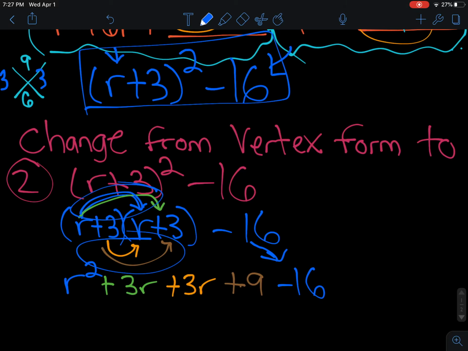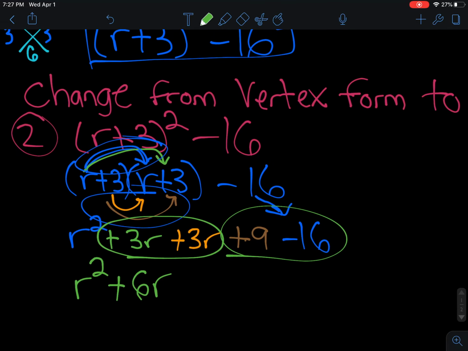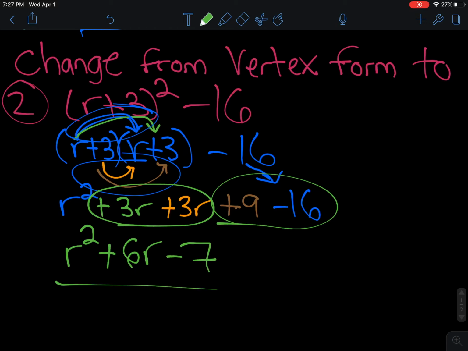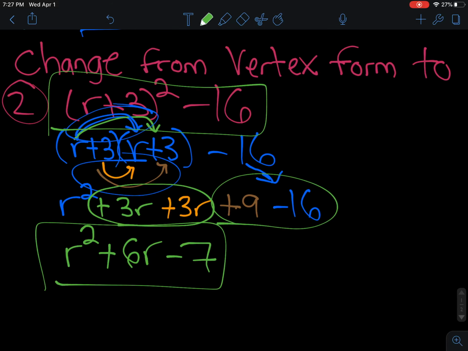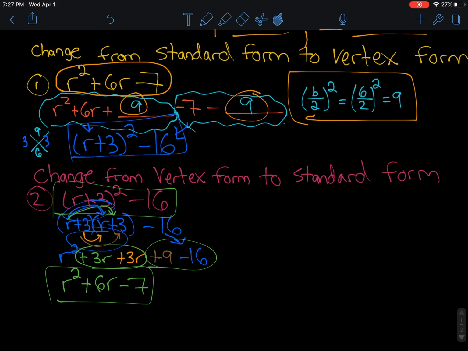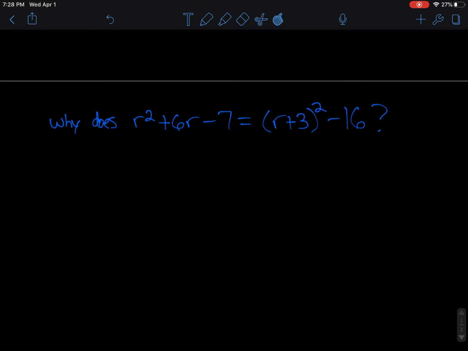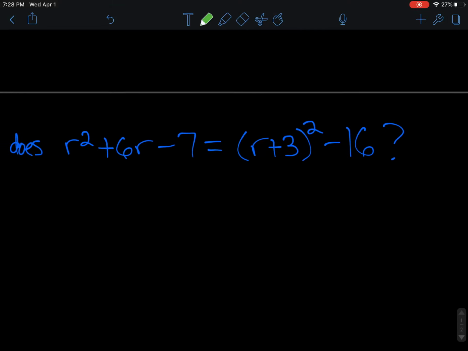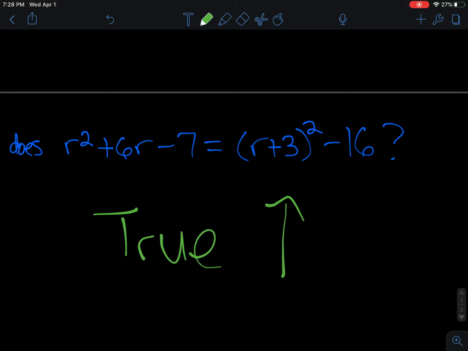Now remember, the last step is to combine like terms. When you combine like terms, 3r plus 3r is going to be 6r. And then 9 minus 16 is going to be, again, what we have up here, which is negative 7. So as you can see, they are the same thing. So this question of, how are these the same? Well, this is how you prove it. This is how you go from standard form to vertex form and say this function is the same as the other function, even though they look different. Just to be super clear, this is really, really true right here.